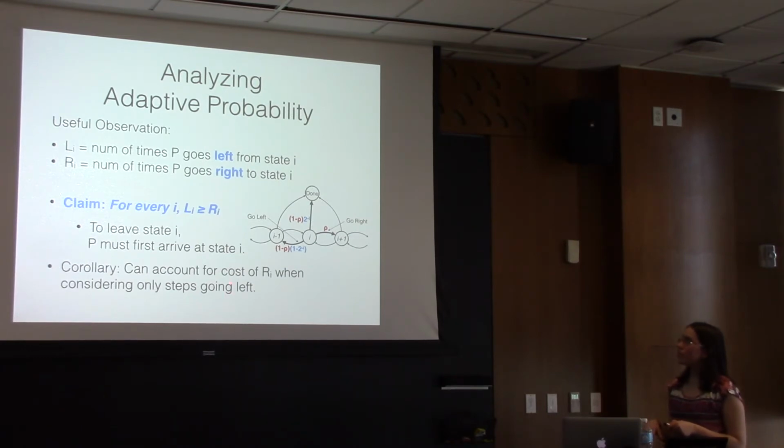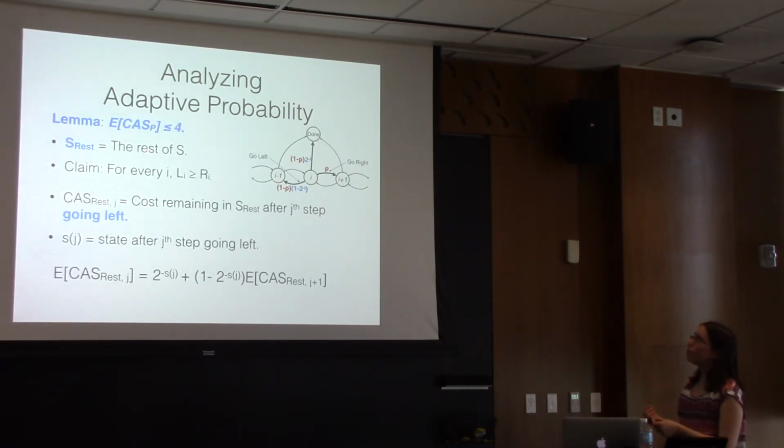And what that's going to mean for us is we're going to separate it out so that we're only going to look at steps going left, and we're going to account for the cost of going right just by multiplying our cost by 2. All right, so back to our main problem. We have this lemma. What we had left is to prove that the rest of our execution doesn't do too many compare and swaps. And we have this useful claim that says for every state, the number of times I go left from it is greater or equal to the number of times that I go right to it.